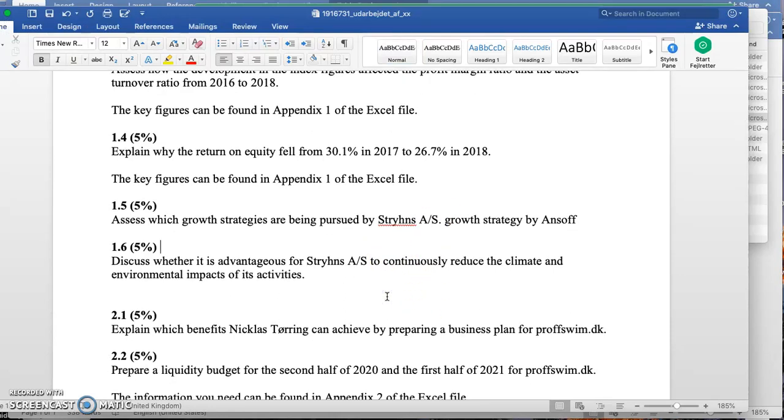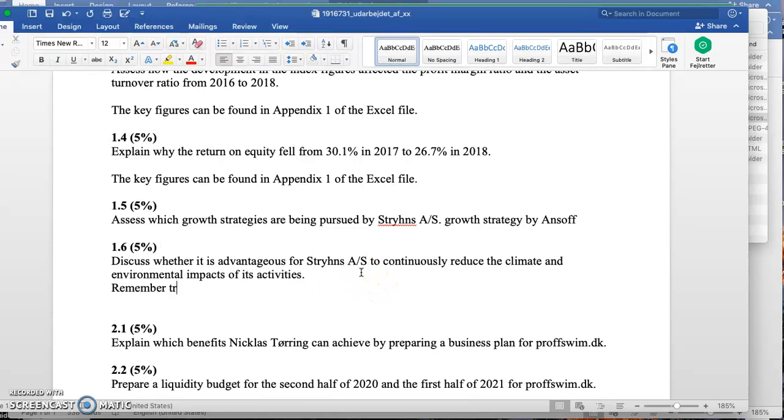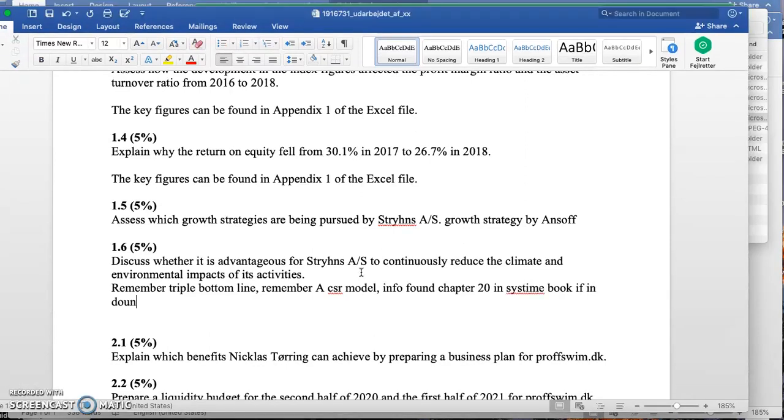Discuss whether it's an advantage for Strøen to continue to reduce climate and environmental impact on its activities. Remember the triple bottom line. Remember the Asbridge CSR model. Info can be found in chapter 20 in the system book, if in doubt.